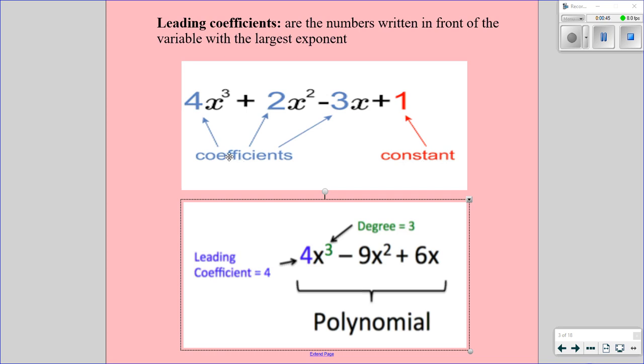But in order to determine which is the leading coefficient, it is the one that has the highest exponent or highest degree. So in the polynomial below, we can see that 3 is the highest degree, and what's in front of that term? 4. So 4 is the leading coefficient of this polynomial.